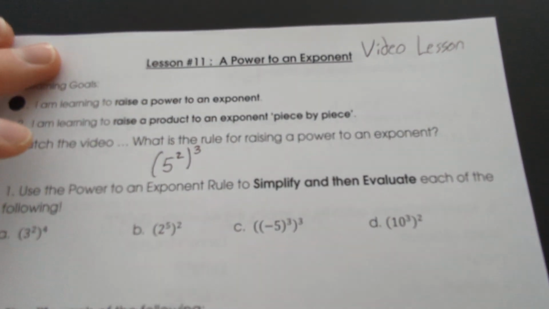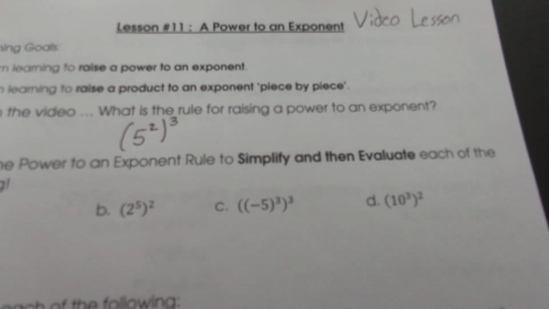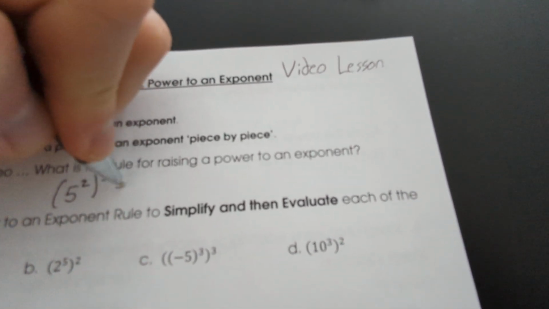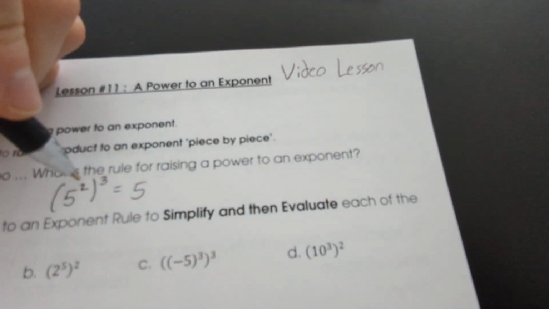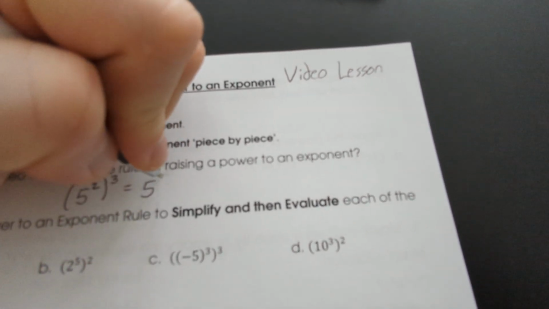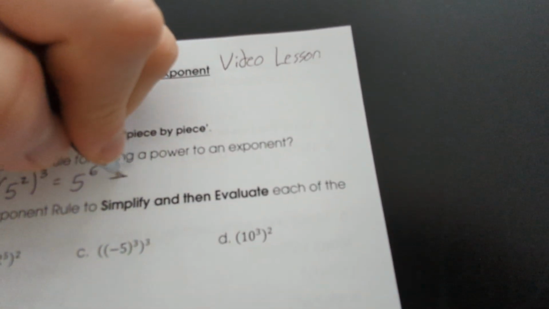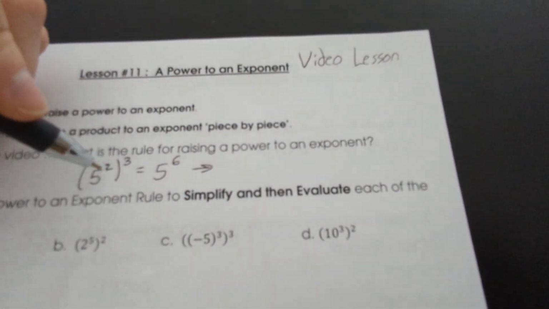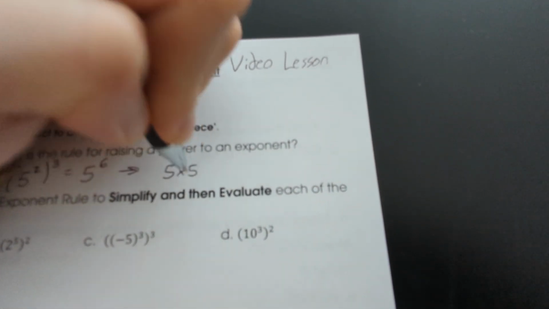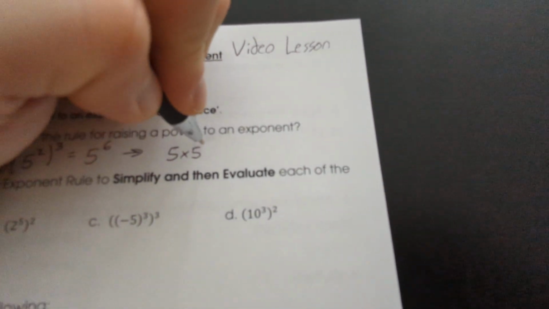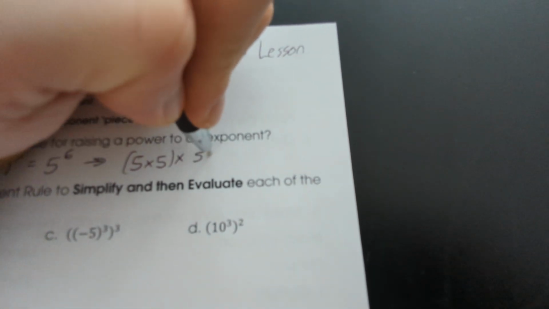What we do here is we actually multiply the exponents, and that will be our new exponent on the number. So we do 2 times 3, which would be 6. So 5 to the power of 6. And the reason it works like this, guys, is think about what 5 squared means. 5 squared means 5 times 5. And then if we have 3 of those, then we have 5 times 5 times 5 times 5 times 5 times 5.